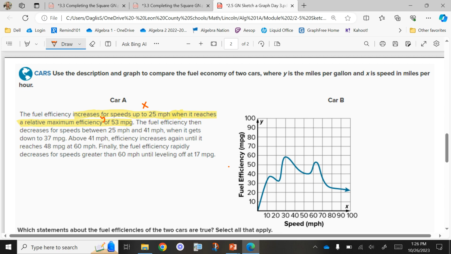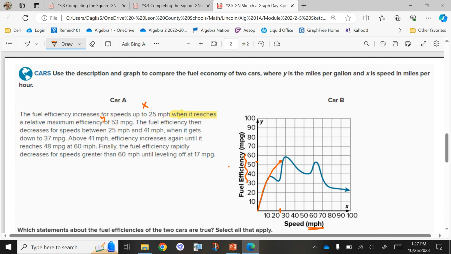Okay. 25 miles per hour. Look at my graph. That's down here. Those are my X values. So we're going to increase up to this point. And then efficiency, as it tells me over here, is my Y's. And that's going to be about 53. So we are going to increase until we reach that point. Like that. Okay.